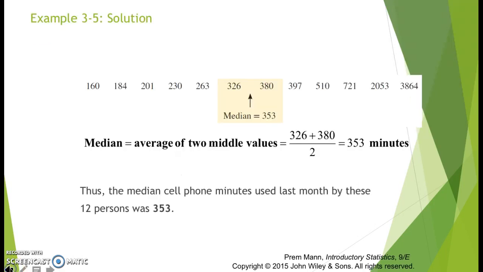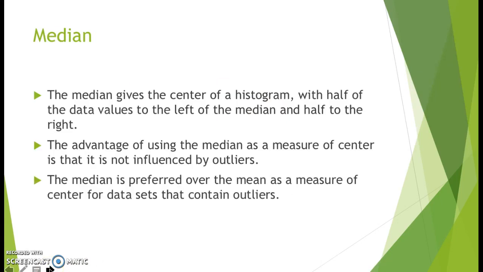So if you notice on this cell phone one, we had someone that was 160 and all of these kind of in the lower hundreds. And then we had a couple really out here, but certainly this one that was almost 4,000. That would be an outlier, but it didn't actually end up making much of a difference in our median. And this is a preferred measure of center for data sets that do contain outliers. So that's important.